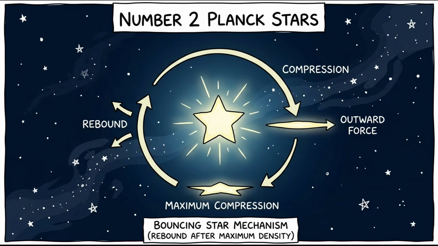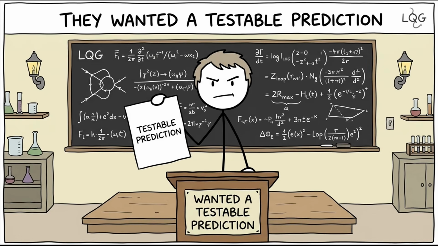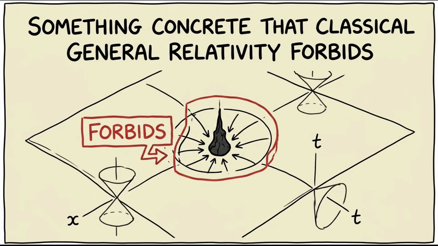Number 2. Planck Stars. In 2014, Carlo Rovelli at Aix-Marseille University and Francesca Vidotto at Radboud University were working on loop quantum gravity, an alternative to string theory that tries to quantize space itself. They wanted a testable prediction, something concrete that classical general relativity forbids.